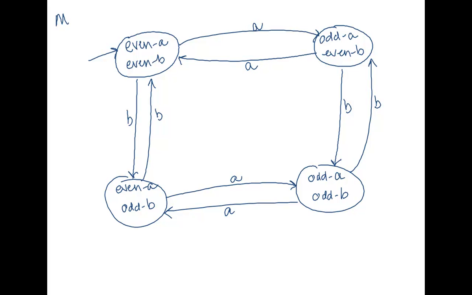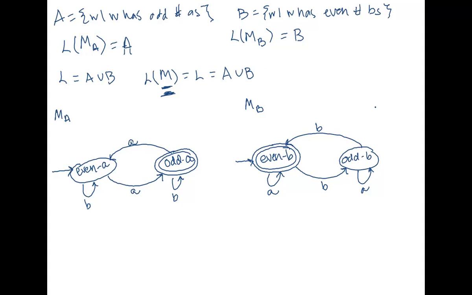So now we have all of our transitions, and we're simulating both machines, and now we need to know when should M accept a string. Well, it should accept a string if either machine A or machine B accepted. So when does machine A accept? It accepts whenever we're in the state odd A. So if I see an odd number of A's, machine A is going to accept. Whereas machine B accepts whenever I see an even number of B's.